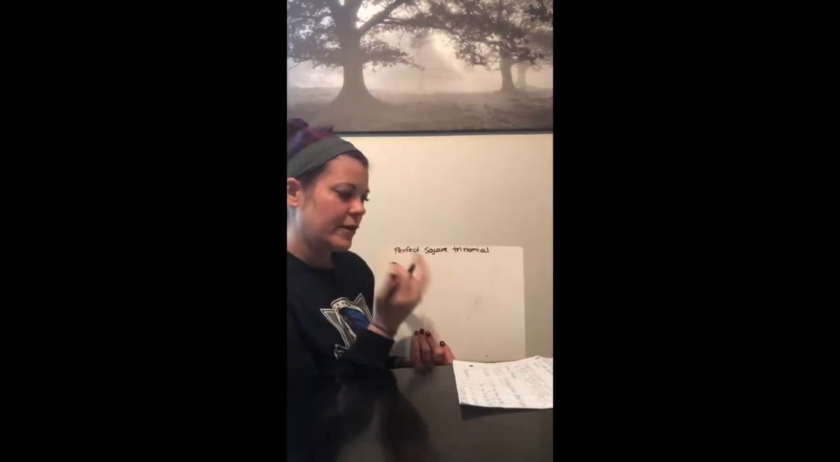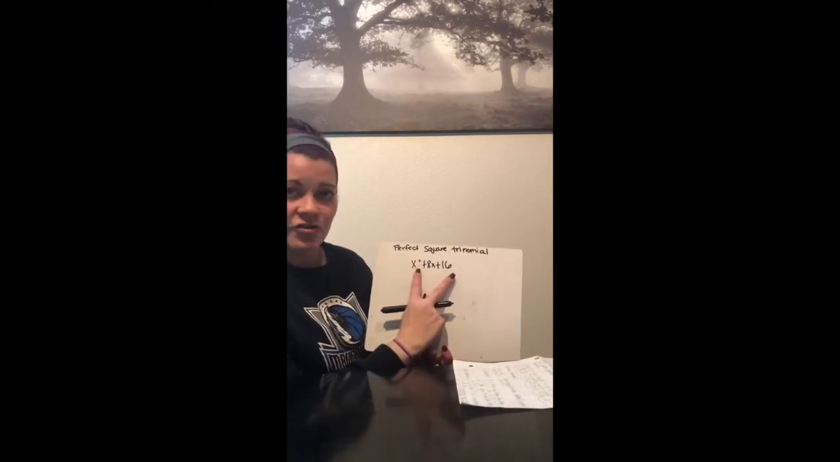Now it gets a little trickier. Now we can do perfect square trinomials. And a trinomial means that it has three terms. So those were binomials that had two terms. So a trinomial means that it has three terms. So for example, x squared plus 8x plus 16. If you notice, the first and last terms are both perfect squares.